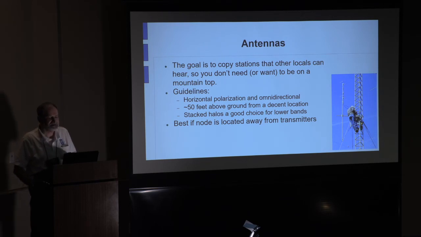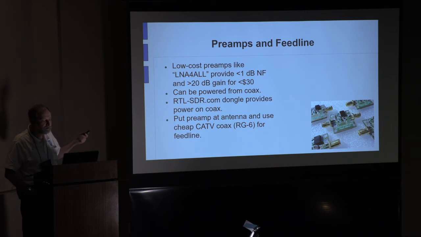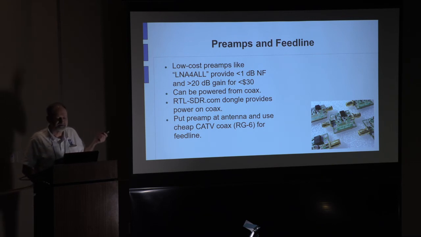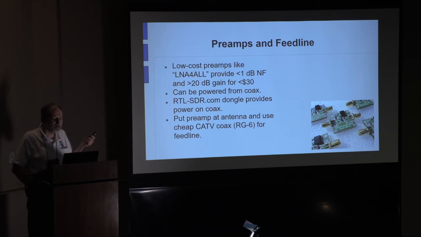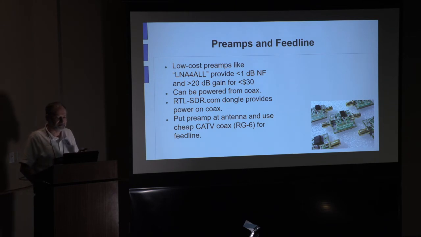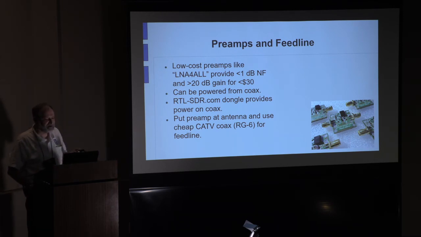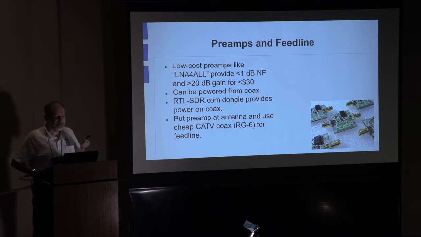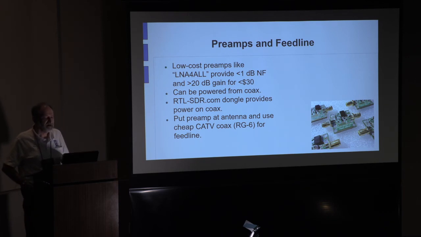The sensitivity of these dongles is really good. To improve things a little bit, we're using preamps at the antennas. For $20, or actually $30, you can get a preamp that goes up to 1 gigahertz, with less than 1 dB noise figure. We tested it at about 20 dB gain. It's less than $30, and they've got a bias T built in. So we stick that up right at the antenna.